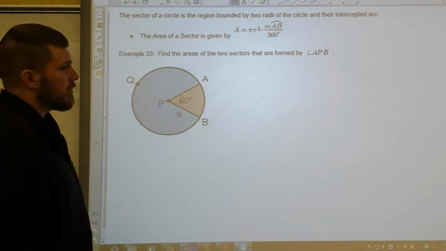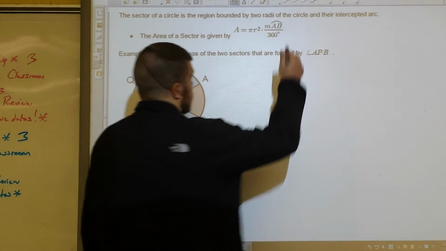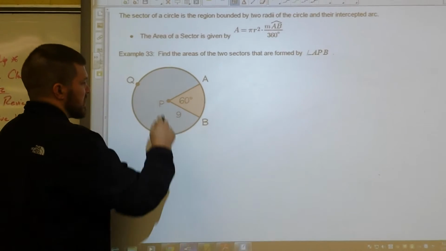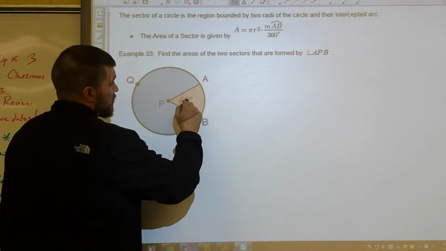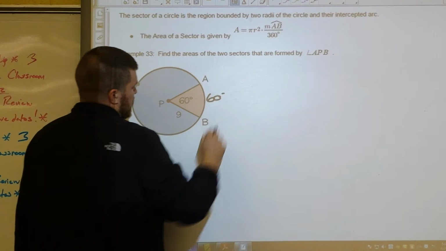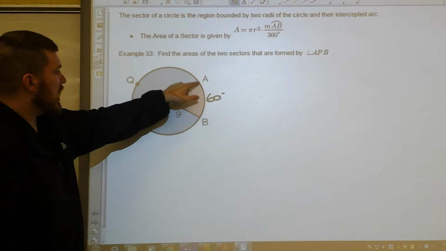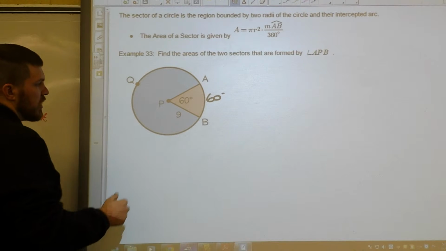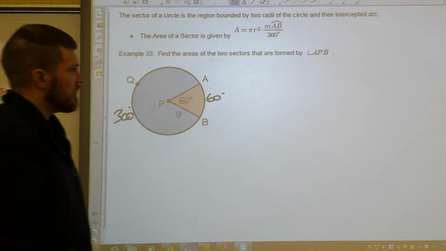So in example 33, our last example of the chapter, we want to find the area of the 2 sectors that are formed by angle APB. Let's do the pink or red sector first. First off, I know that this is a central angle because the vertex is at the center of circle P. And since it's a central angle, like we saw in the previous videos, the arc AB has to be 60. Since I know that piece of information, I'm going to go ahead and find the measure of arc AQB, which is going to be 300, because I know the total circle has to be 360. So this arc has to be 300. That's going to come into play in a few minutes.